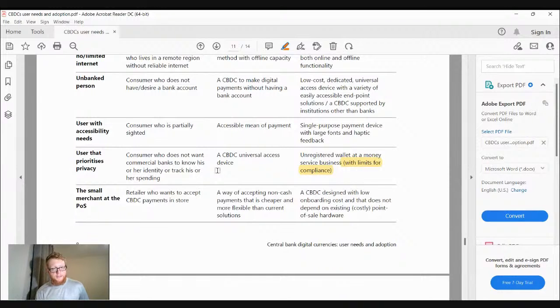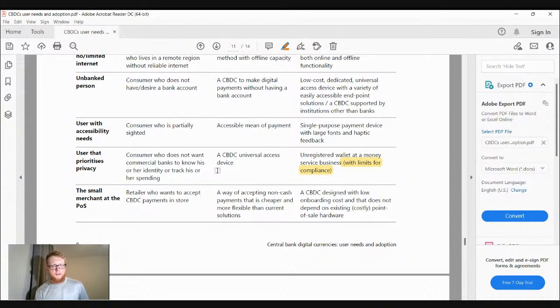But anyways, to continue, so a consumer who does not want commercial banks to know his or her identity or track his or her spending. So here they're kind of pushing off the information on the commercial banks, which to me doesn't make sense, because I think it would be more along the lines of people don't want the government to know his or her identity and track his or her spending. So it's kind of like cherry picking information or throwing a skew on it, or however you want to view it, in order to shed this in a positive light, right?